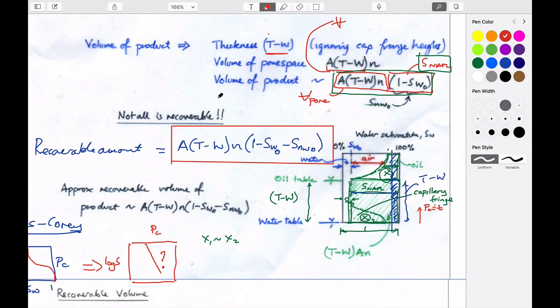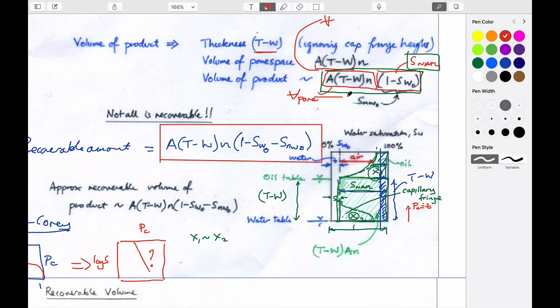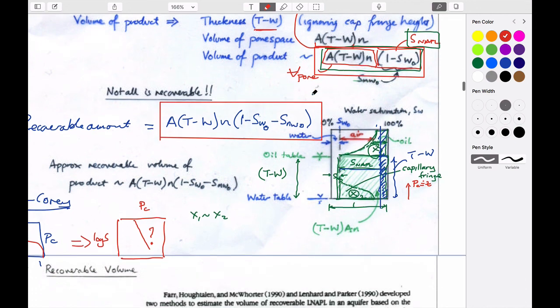But the two expressions that we have, we'll use many times, I think.